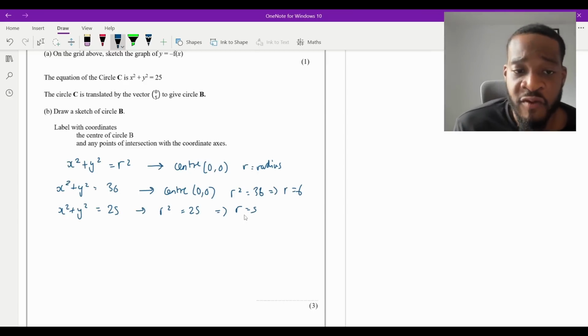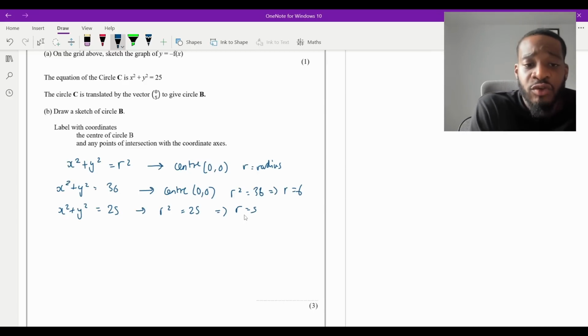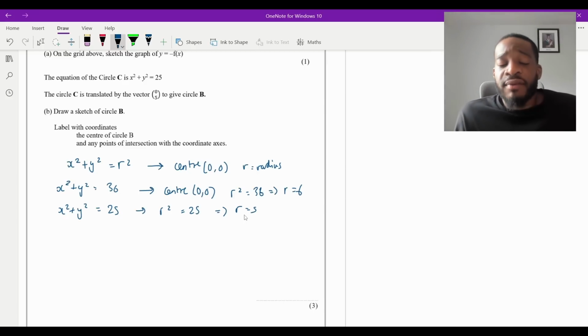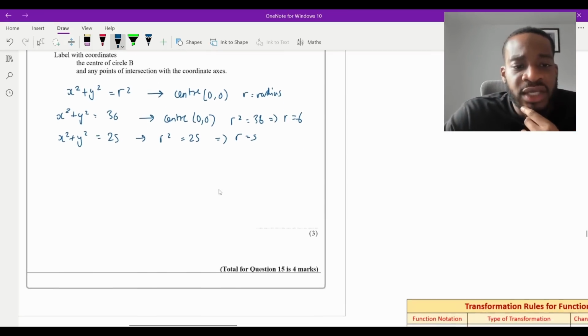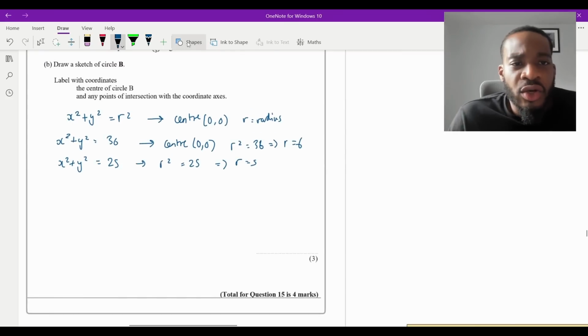So I need to draw a circle which starts at the center. The center is 0, 0, the origin, and the radius is going to be 5, right? So that's what I'm going to go ahead and do now. So I'm going to get an axis going. So let me do it here. So I'm going to get an axis going like this.